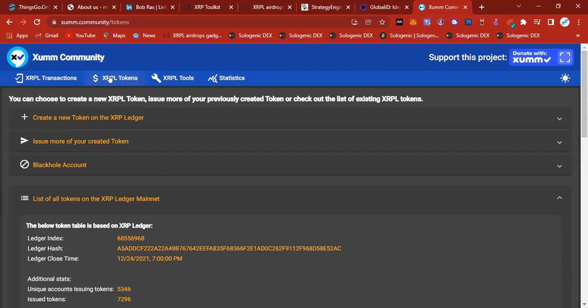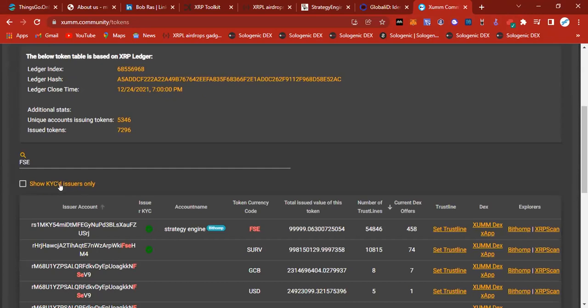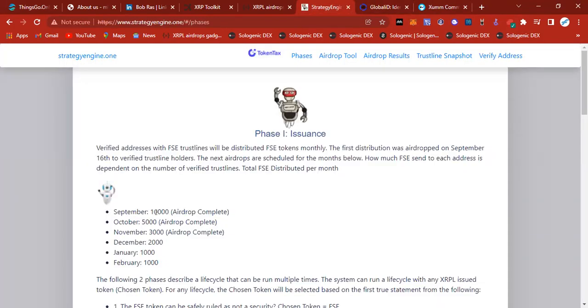We'll go to tokens. We will let that load. And after that loads, we're going to type in FSE because that is the ticker for Strategy Engine. And to my knowledge, this is the amount of tokens issued. It's 100,000 tokens. And you see it's 54,000 trust lines set already. So this is pretty cool. And this is why we see such a low number in tokens being airdropped to the community. It's one fifth of the token supply.